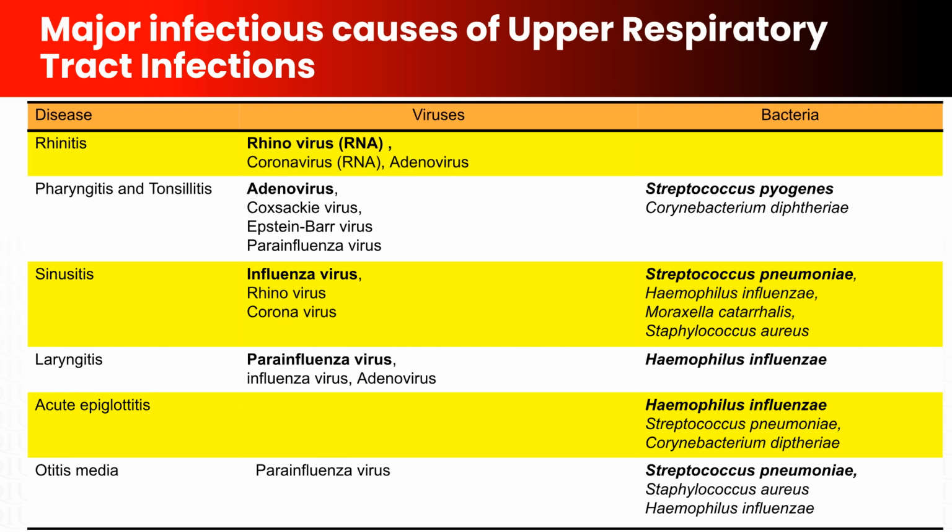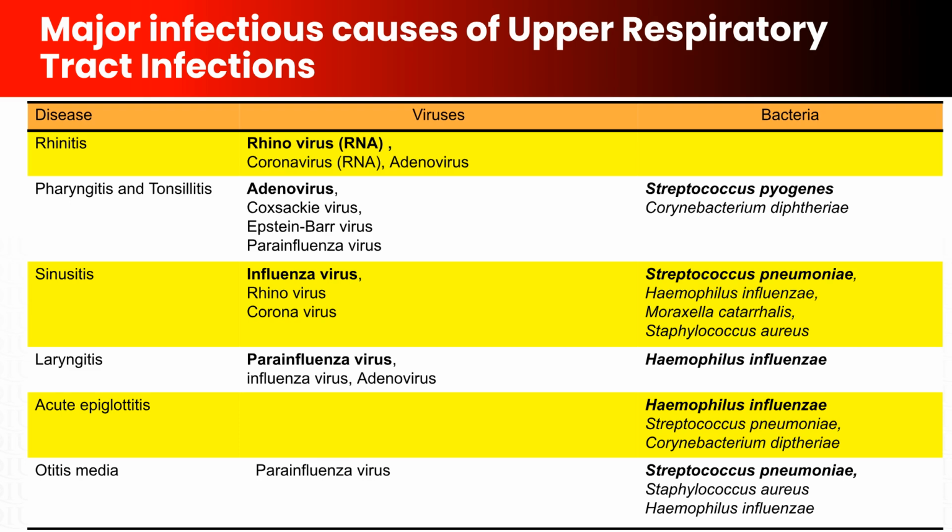For sinusitis, viral causes include influenza virus, rhinovirus, and coronavirus. Bacterial causes include Streptococcus pneumoniae, Haemophilus influenzae, Moraxella catarrhalis, and Staphylococcus aureus. Often, sinusitis begins as a viral infection and becomes secondarily infected with bacteria. Laryngitis is primarily caused by parainfluenza virus, influenza virus, and adenovirus. Haemophilus influenzae can occasionally cause bacterial laryngitis.